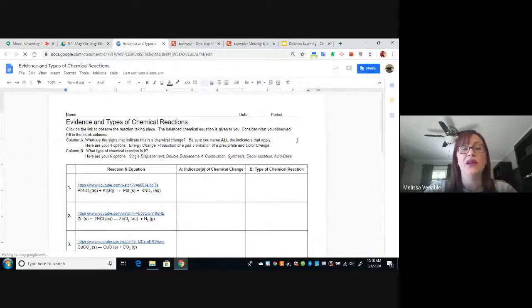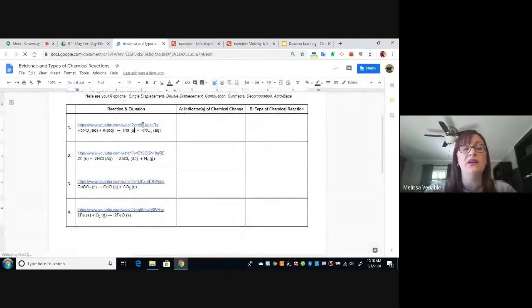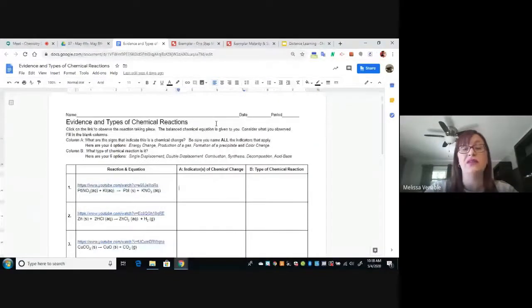So after you watch, you're going to pull up this document, and there's a video link on each of the reactions, and they're very short. I didn't make a ton. And then it gives you the chemical equation for the reaction. And then you guys have to fill in these two boxes. So box A is, what are the indicators that a chemical change has occurred? You're looking for 4 possible indicators, and it says them right here: energy change, production of a gas, formation of a precipitate, and color changes. Those are your 4 possible answers, and you need to put all that apply.